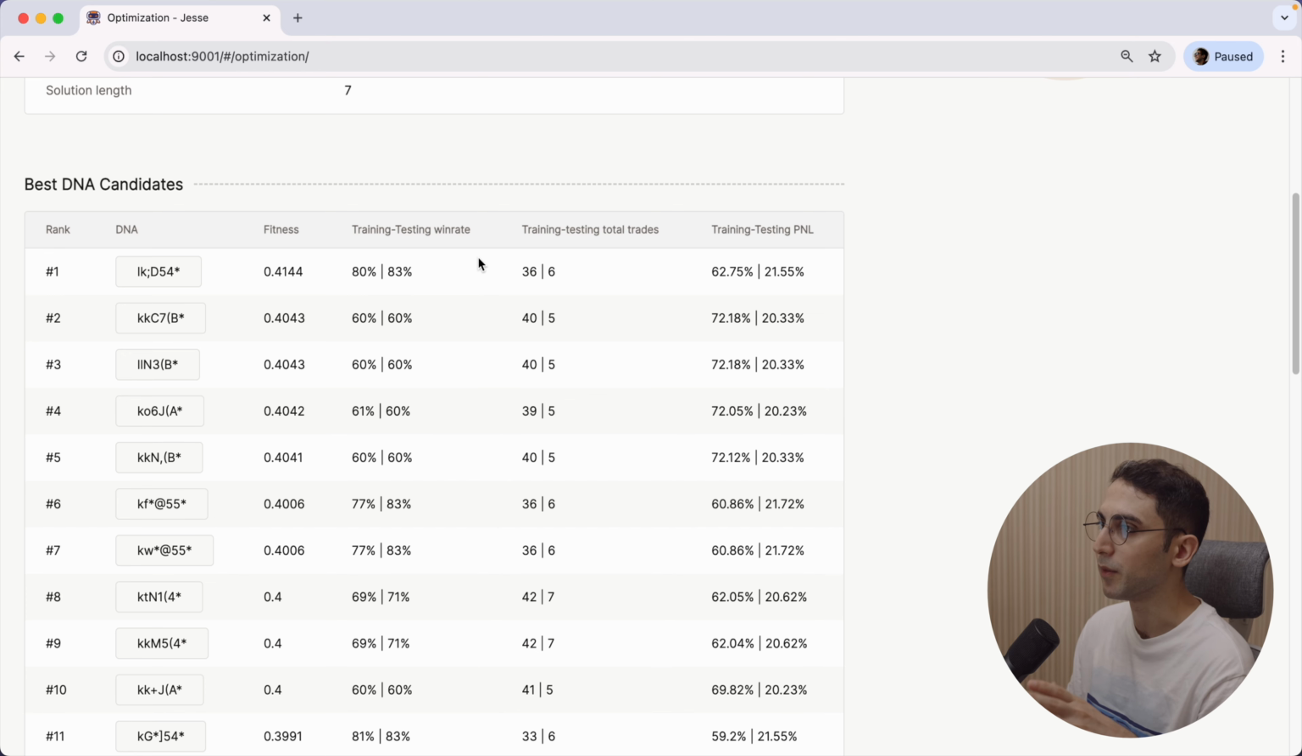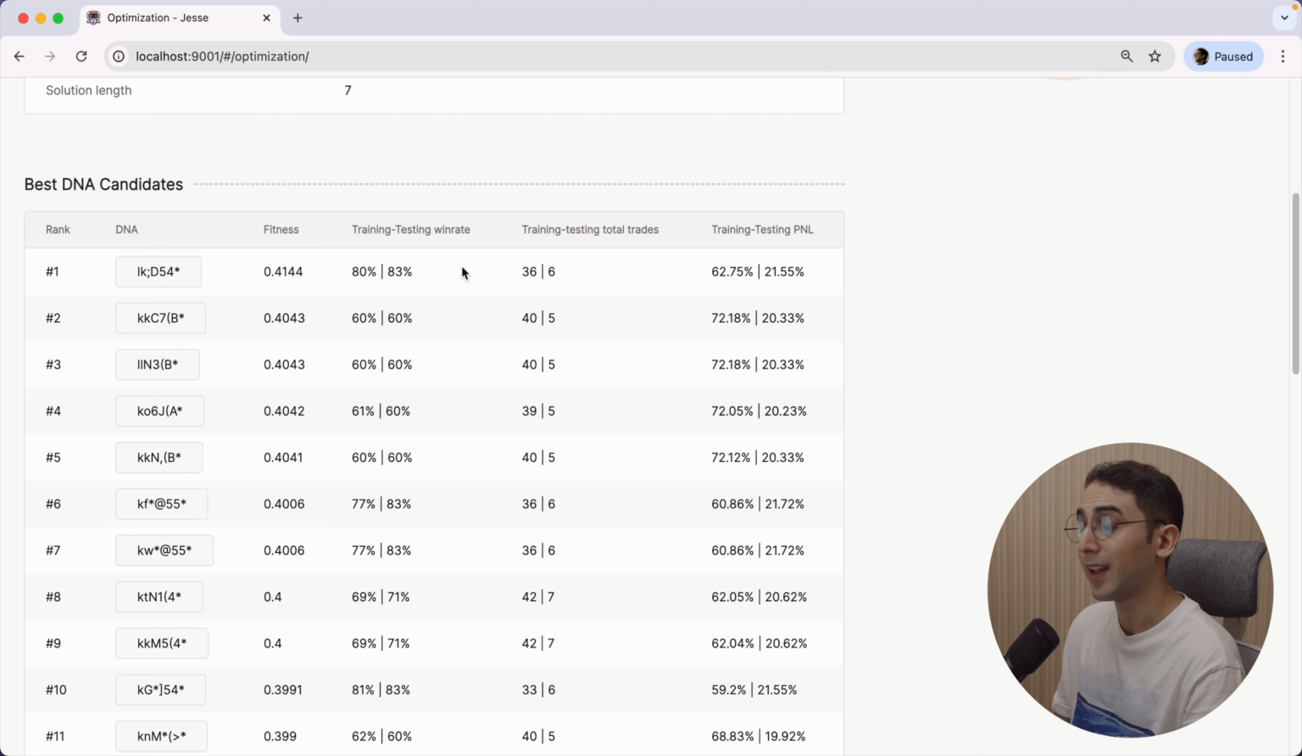So why do we have it there? Because if you see a DNA that's performing extremely well in the training period, but in the testing it's doing horribly, then you can just ignore that one. And that's also why I said the ranking doesn't really matter much, because the ranking is only considering the training period. So this one looks good. It is our number 1 rank, but the total trades is actually lower than the second option. But nonetheless, let's begin with it.